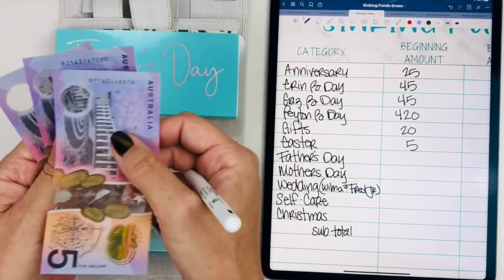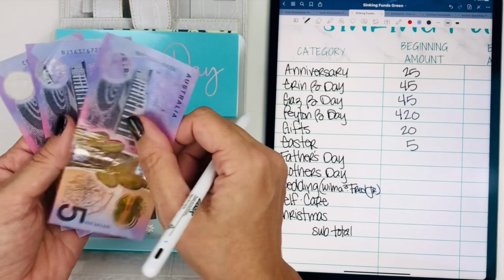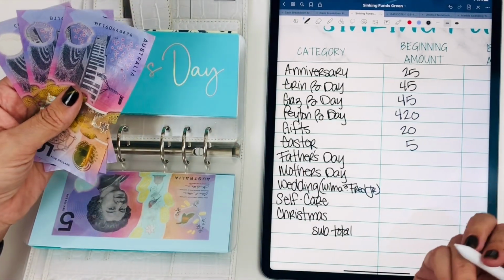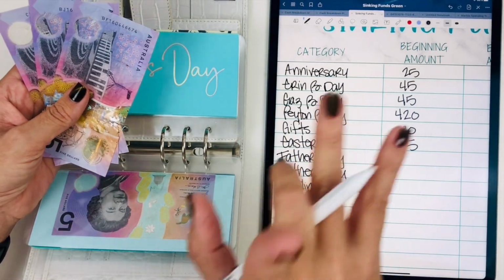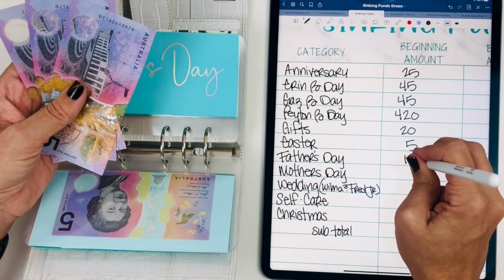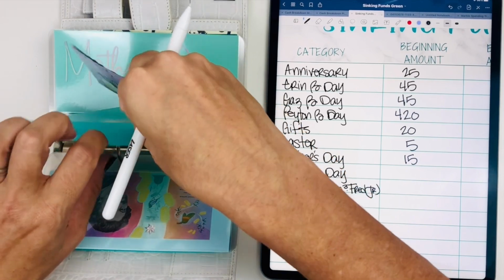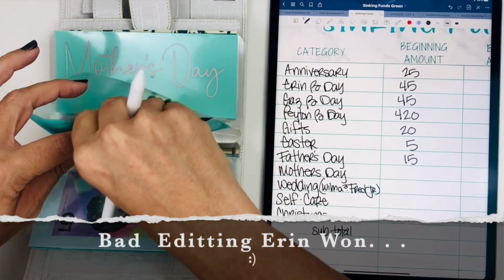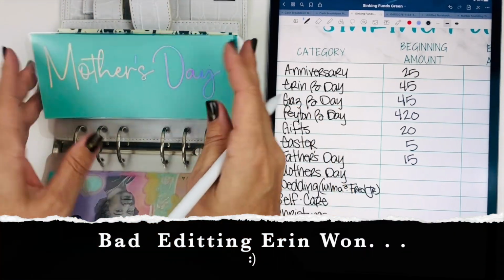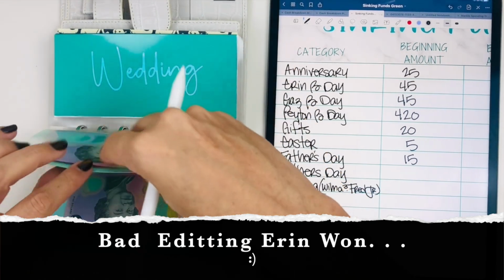It's so funny. I should put all of the BJ fives in Father's Day. That would actually technically be Valentine's Day. Again, sorry, children. But $15 going there. Editing Erin, you should probably take that out, but editing Erin is probably going to leave it in because that's just how I talk sometimes.